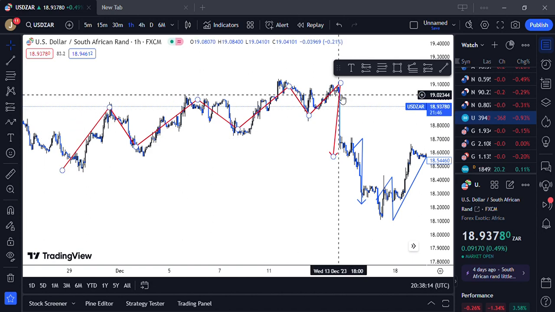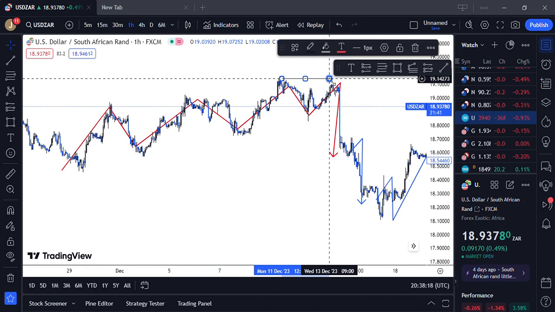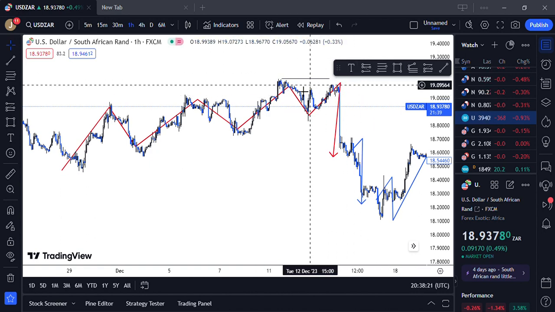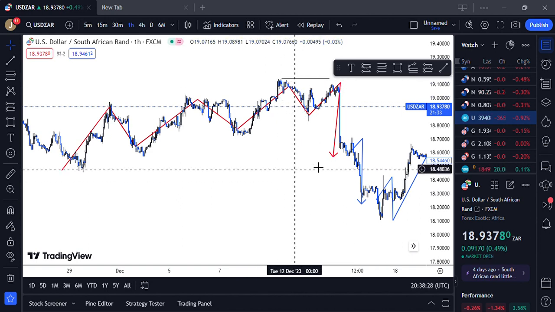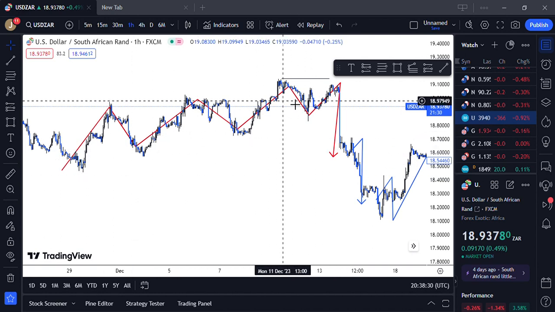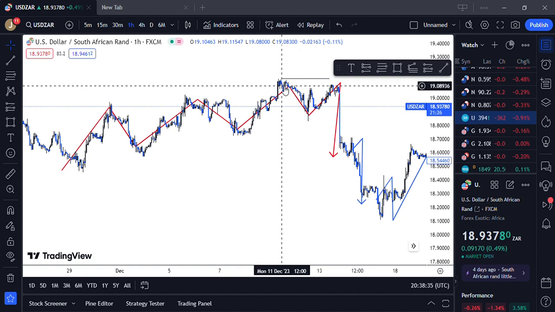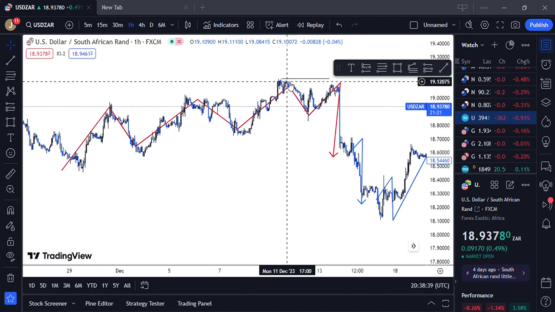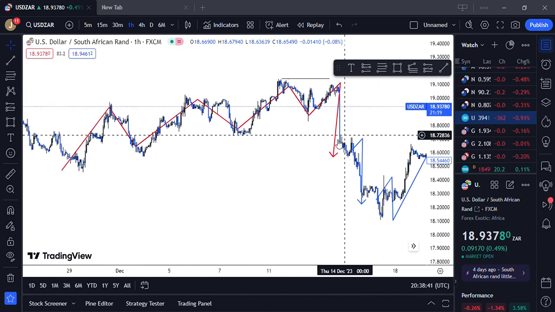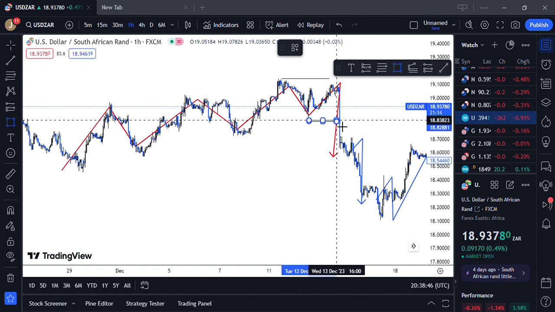Okay, you can't say it's a higher high because it did not pass this point here. You can only say it's a higher high when it passes the previous high. I'm going to repeat that because I scrambled my words. We cannot say this point here is a higher high because it did not pass this higher high here.